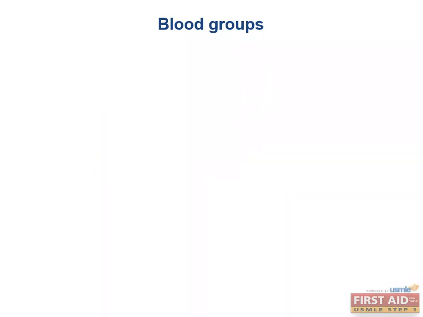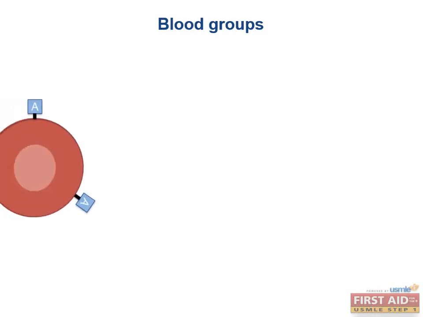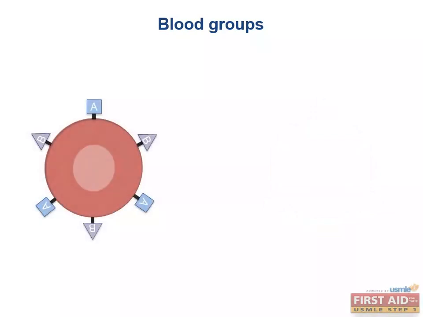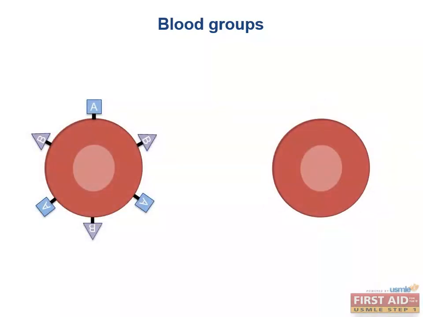So on the surface of your RBCs, you can express either A, B, both A and B, or neither, which is called type O. A person will naturally develop antibodies against surface antigen types that they do not have. And why is that?